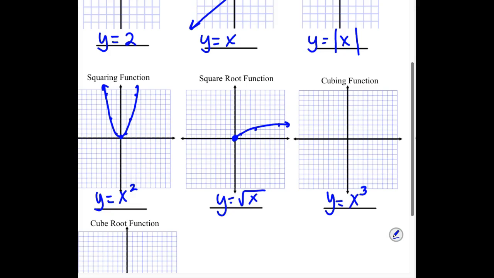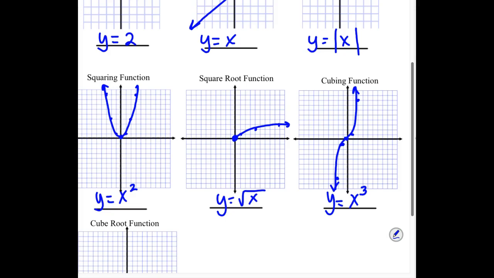Let's cube some numbers. What is 0 cubed? Okay, 1 cubed. 2 cubed. What's negative 1 cubed? Okay, negative 1. What's negative 2 cubed? So what we end up with is this twist. We refer to that as a cubic twist. Okay?